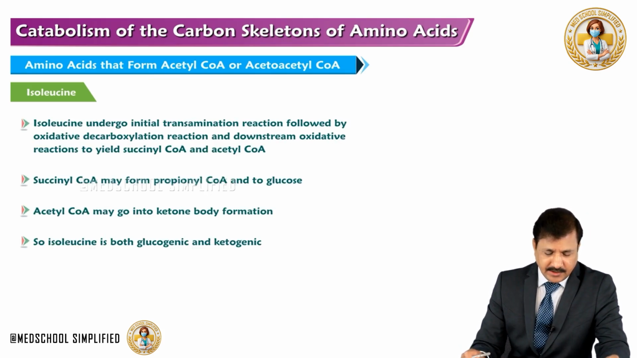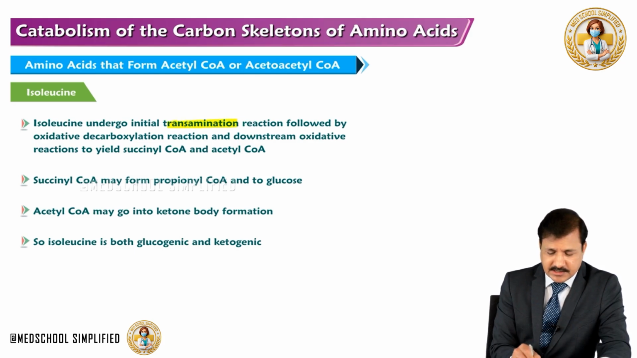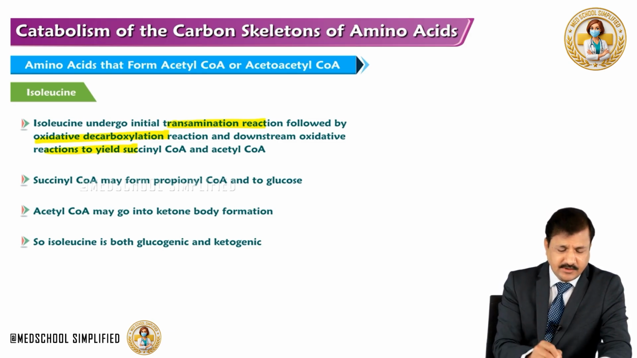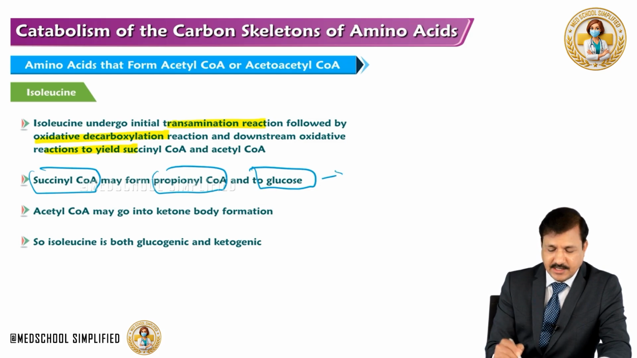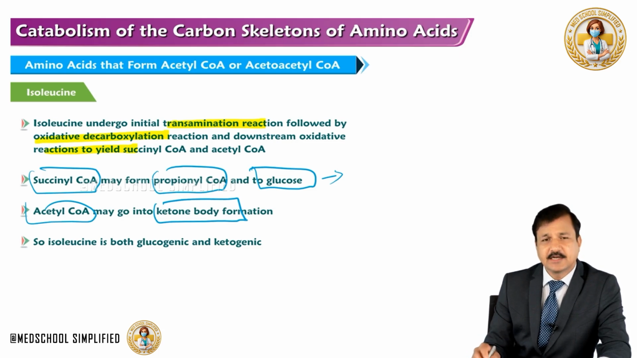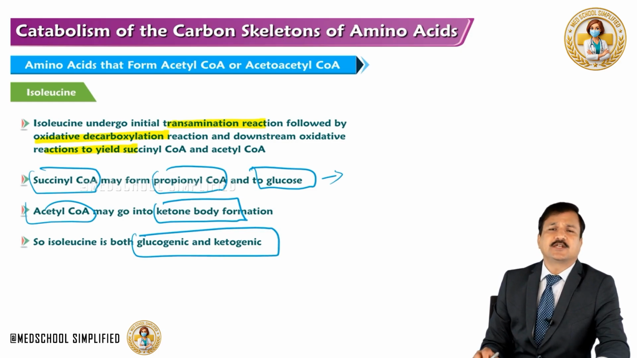Now here I have written the brief summary of what I have explained in the previous slide. So isoleucine undergoes initial transamination reaction followed by oxidative decarboxylation reaction, and downstream oxidative reaction yields, importantly, succinyl-CoA and acetyl-CoA. And this succinyl-CoA will make propionyl-CoA, and that makes glucose. That's the glucogenic part. Acetyl-CoA will go into acetoacetate formation, and that is ketone body. That's why isoleucine is both glucogenic and ketogenic amino acid.